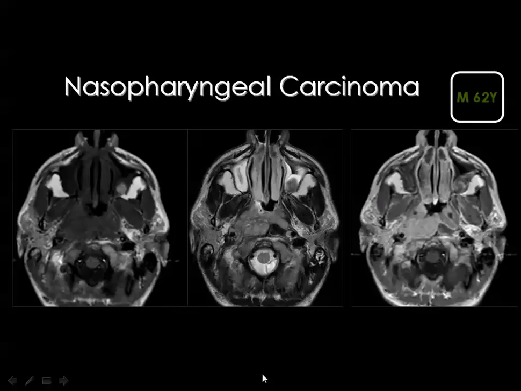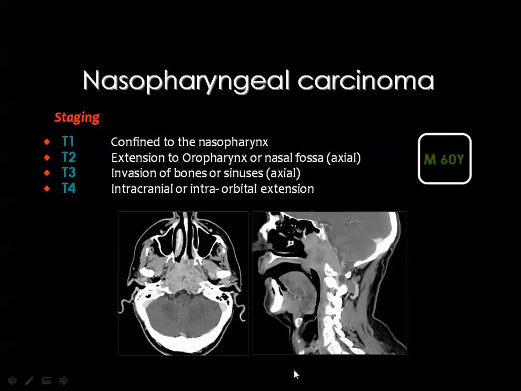But if the mass is large, you can appreciate the presence of the tumor. There is a big lesion infiltrating the right side of the nasopharynx, crossing the midline. It is on the medial aspect of the parapharyngeal fat, and the lesion showed low signal in the T1, high signal in the T2, and a strong homogeneous post-contrast enhancement, and this is nasopharyngeal carcinoma.